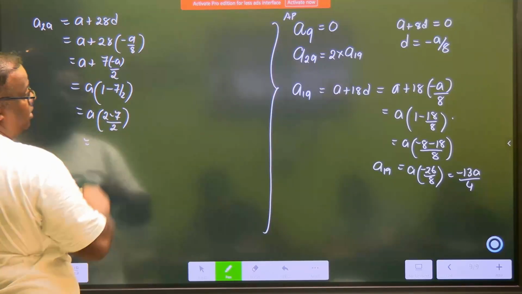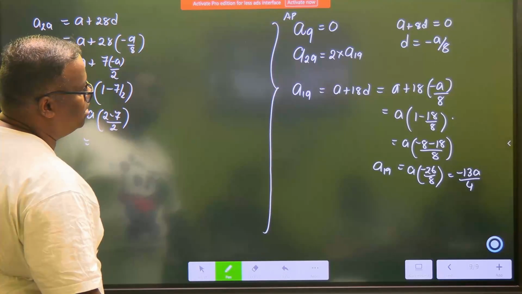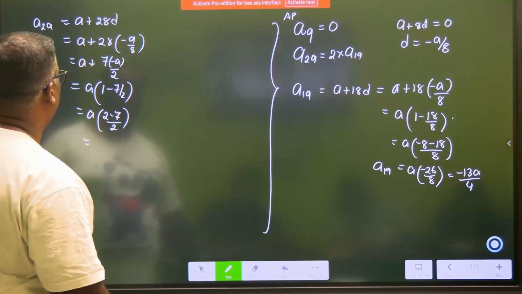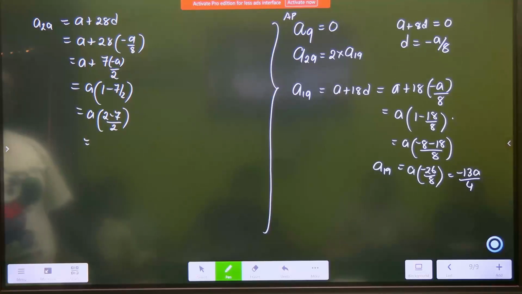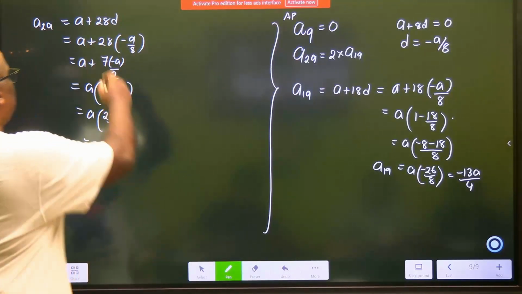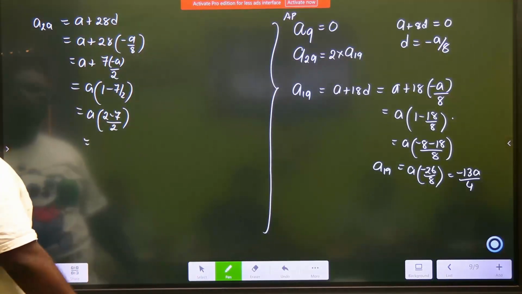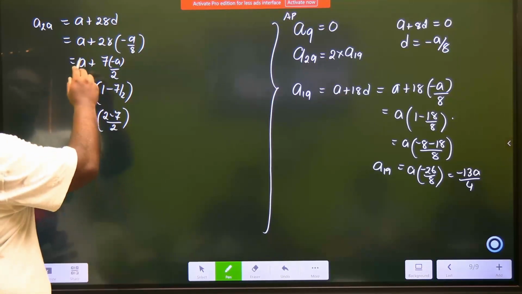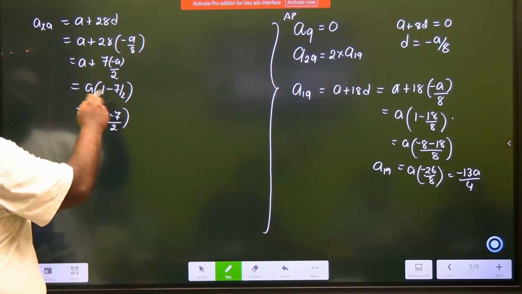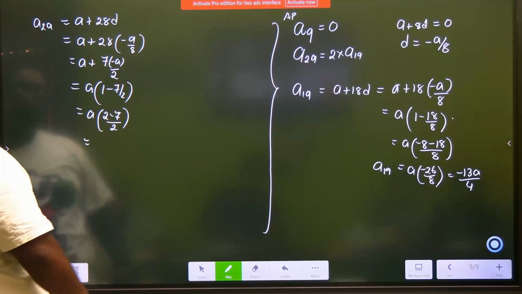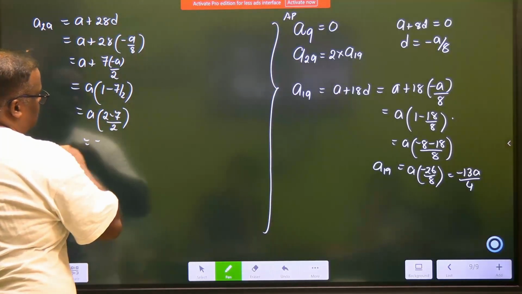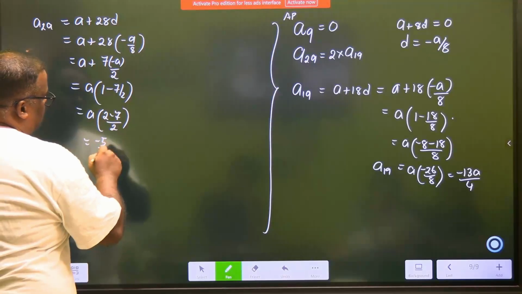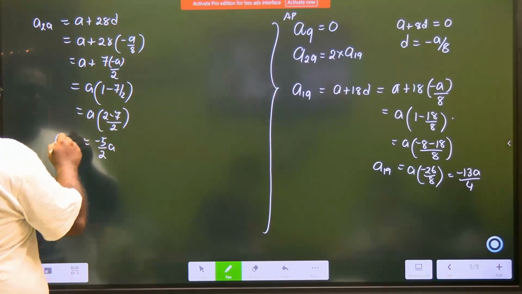Some garbar has happened. What garbar has happened? 28 by 8. 2 4s are 8, 7 4s are 28, which is correct. So if you take A common, 1 minus 7 by 2. 2 minus 7 is how much? 5. So this will be minus 5 by 2A. This is A29.